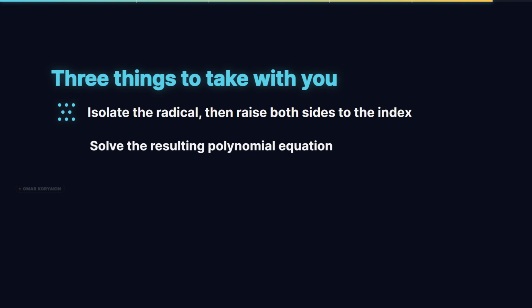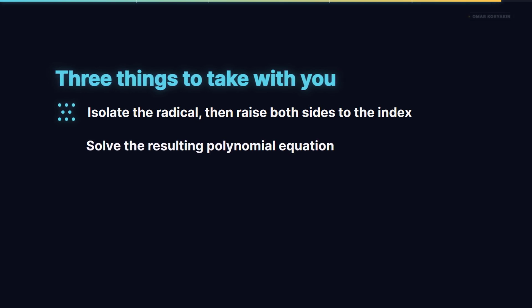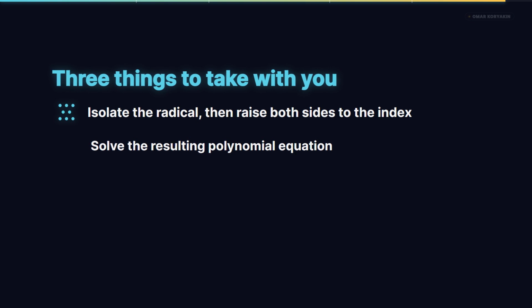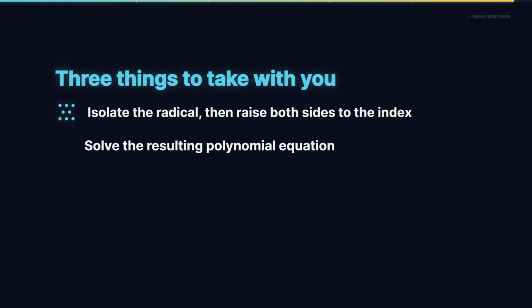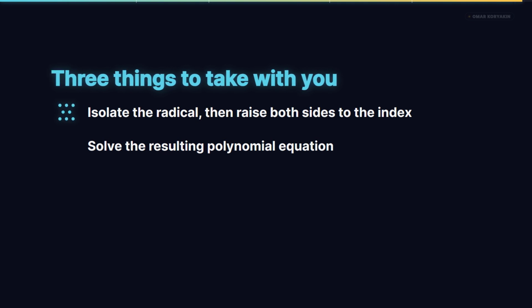Always check candidates in the original equation. Squaring and other even power operations can introduce false solutions. Cube roots and odd index roots do not, but checking is still good practice. Reject any candidate that does not satisfy the original.